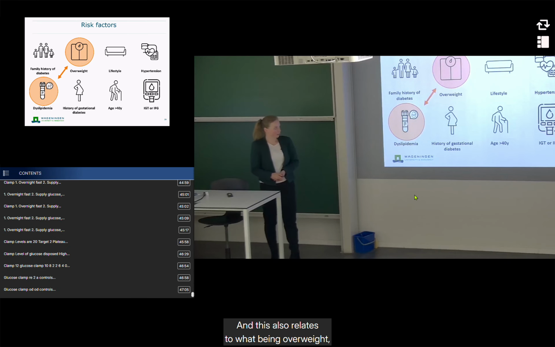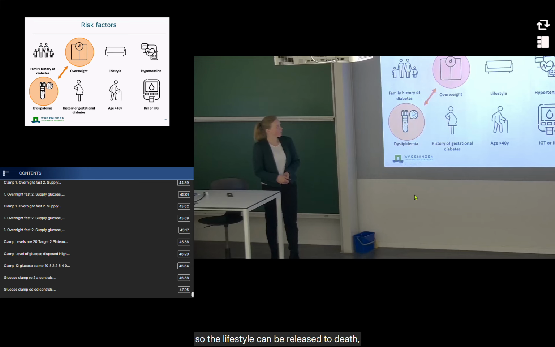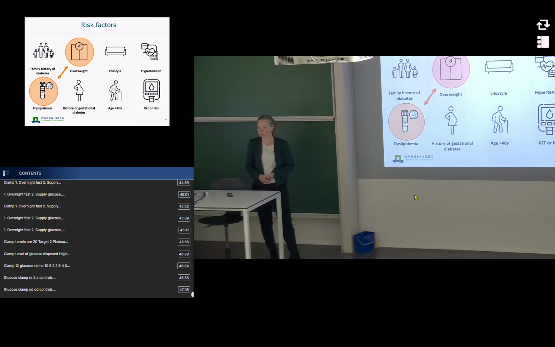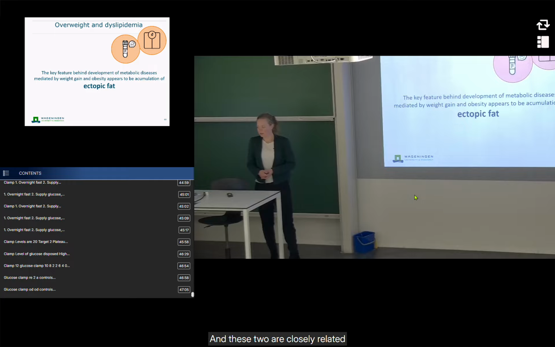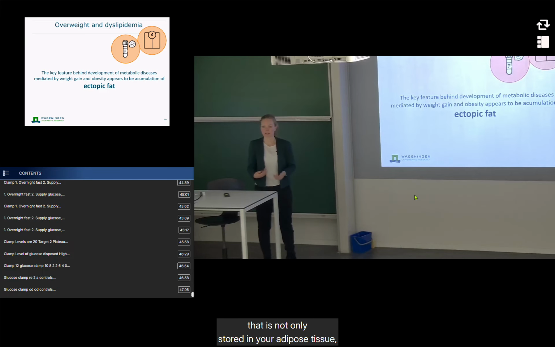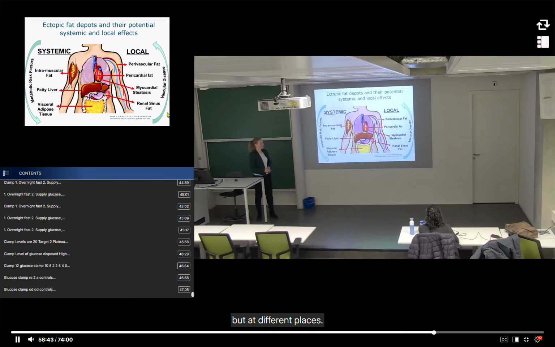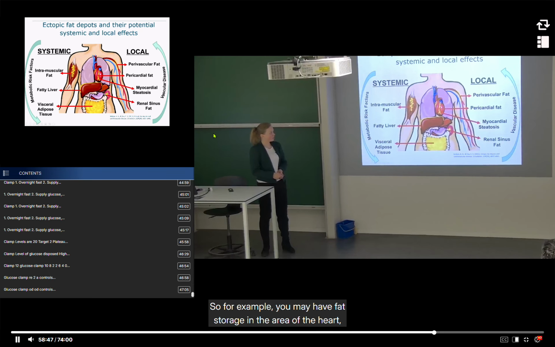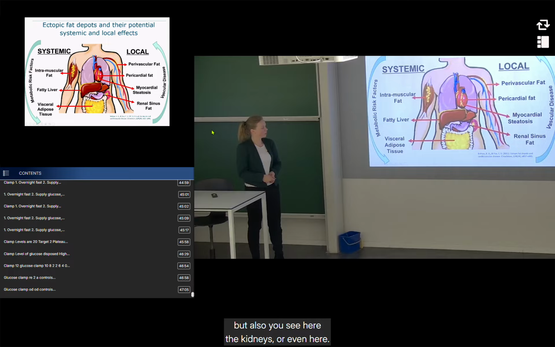This also relates to being overweight. You also saw in the picture here that most people have overweight. So lifestyle closely relates to that, but it also relates to dyslipidemia, so something happening with the lipid levels in the blood. These two are closely related, because if people are overweight, there's often a high level of fat that is not only stored in their adipose tissue, but also in other organs or other places in your body. We refer to this as ectopic fat, which means fat that is not stored in your adipose tissue, but at different places. For example, you may have fat storage in the area of the heart, but also, as you see here, the kidneys, or even here.